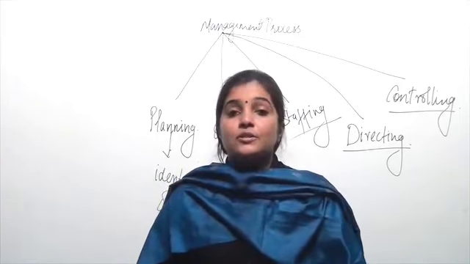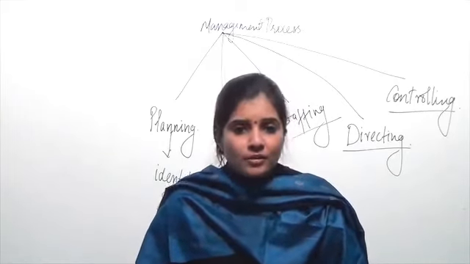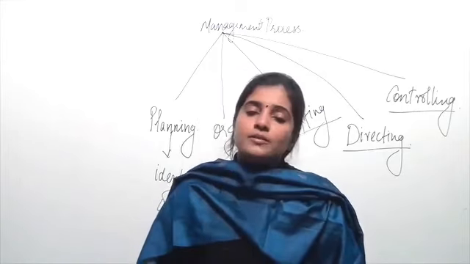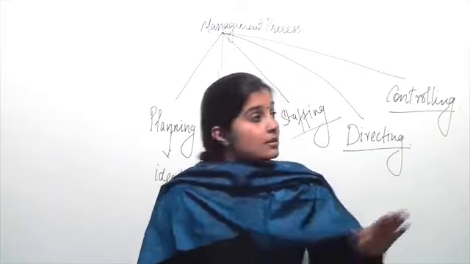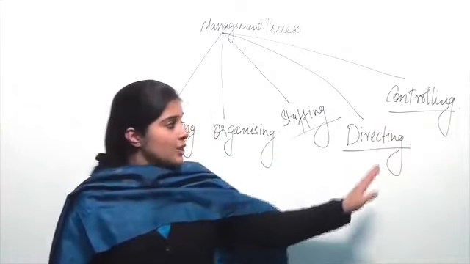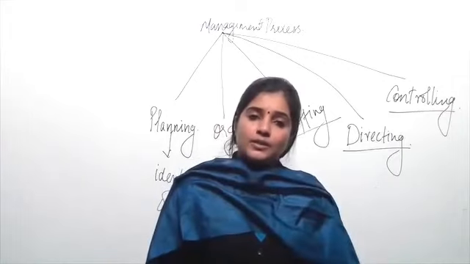How far have I been successful in accomplishment of the organizational goals? If I have been successful, good. If not, where am I deviating? Why am I deviating? And what steps should I take so that I do not deviate? This is what comes under controlling. So I repeat, management is basically a process of getting the work done by others.